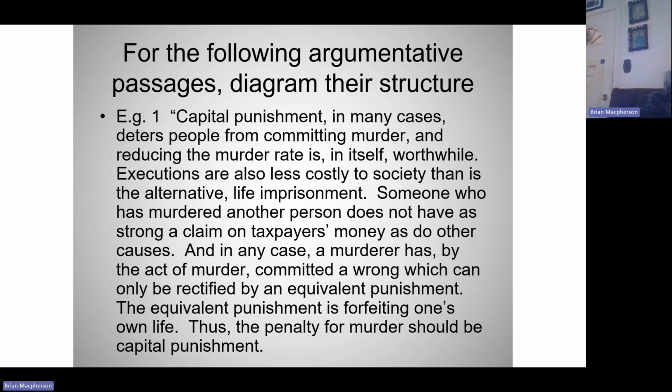So, and I've heard people that argue that, right? I'm not saying that I agree with it, but some people will say, well, it costs more to keep someone incarcerated for, let's say, 30 or 40 years than it does to execute them immediately, right? So one could argue that executions are more cost effective than life imprisonment. Moreover, and this goes with the previous statement, someone who has murdered another person doesn't have the same claim on taxpayers' money as do other causes.